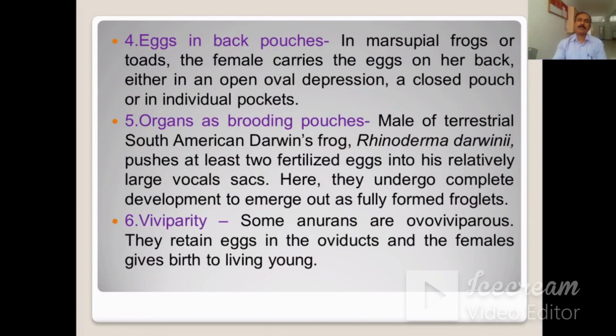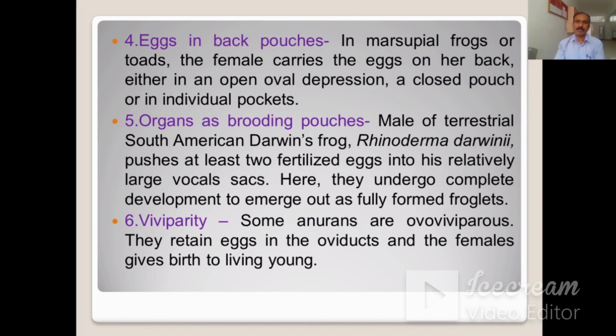The next type is eggs in back pouches. In marsupial frogs or toads, the female carries the eggs on her back, either in an open oval depression, a closed pouch, or in individual pockets. So, just as we have seen in this figure. Then organs as brooding pouches.